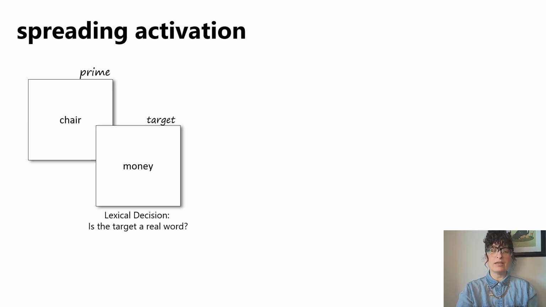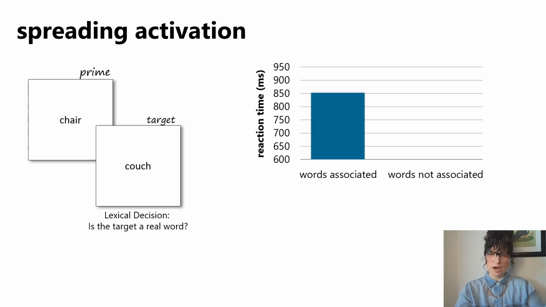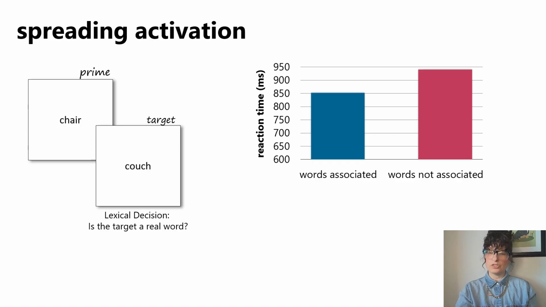However, if the target is related, so for example, the prime is chair and the target is couch, what you're going to expect is that participants will be faster to respond when the prime and the target are words that are associated with each other compared to when the prime and the target are not associated with each other. And that reaction time difference refers to the priming effect. So how strong priming is depends on the difference. The bigger the difference between words that are associated versus not associated, or primed versus unprimed conditions, that dictates the size of the priming effect.